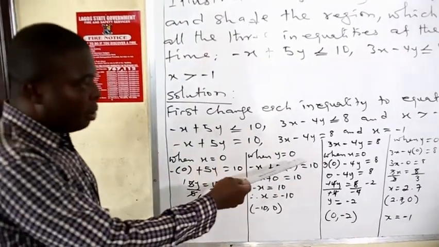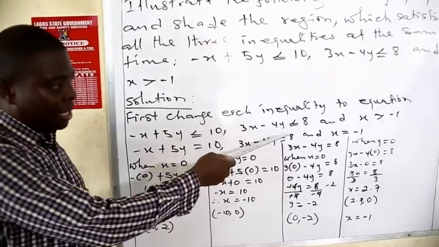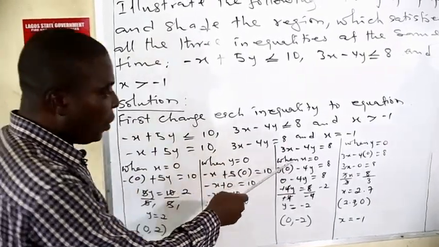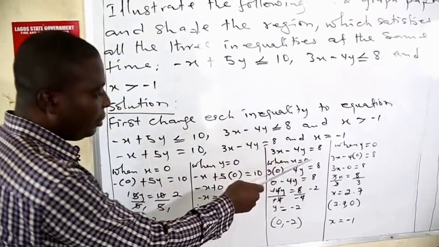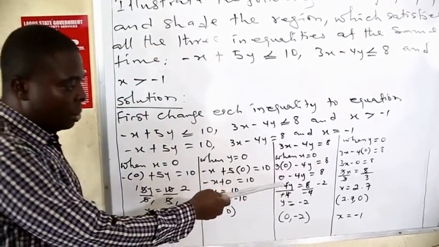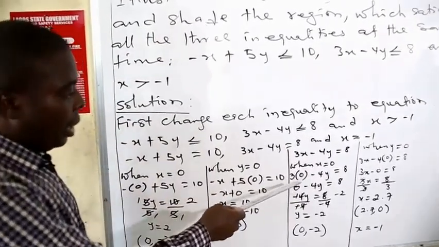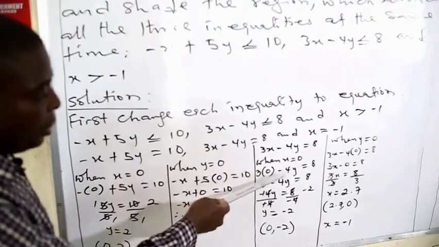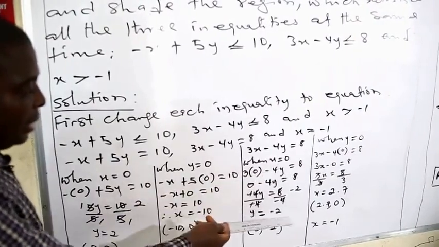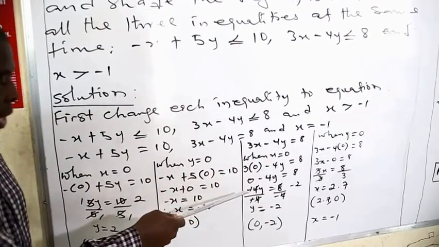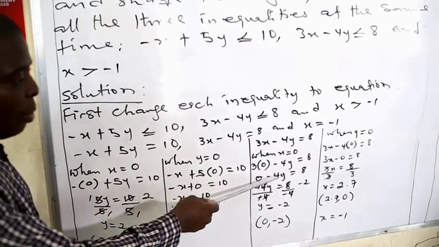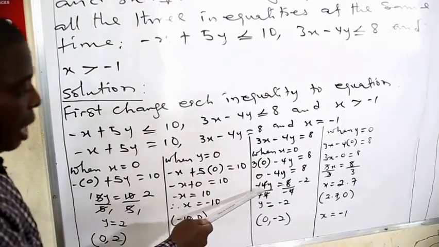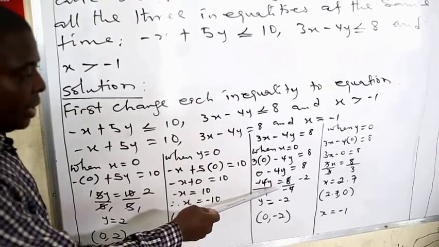So we now take the second one, which also has been converted to equation. So when x is equal to 0, as usual, wherever we have x, we put the value of 0. So we have 3 into 0, close the bracket, minus 4y is equal to 8. So 3 times 0 will give us 0. Minus 4y is equal to 8. So I'll be having minus 4y is equal to 8.